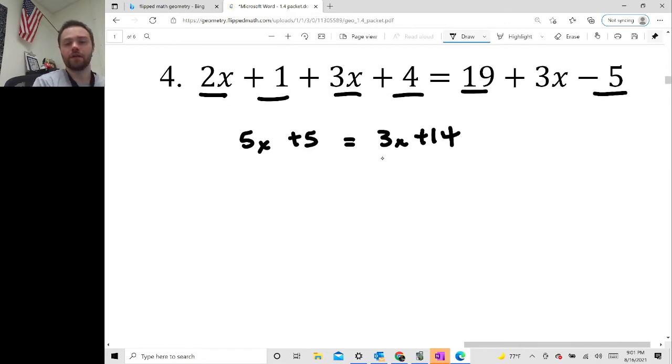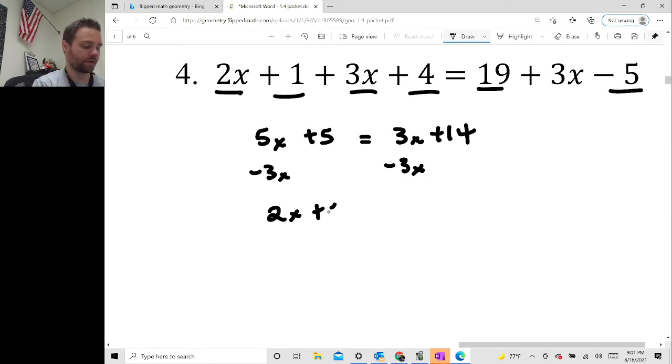So then I'm going to get rid of this 3x and move it to this side of this equation, combine those terms. So I need all the variables on one side. So I'm going to subtract 3x, subtract 3x. 5x minus 3x is 2x, plus 5 equals 14.